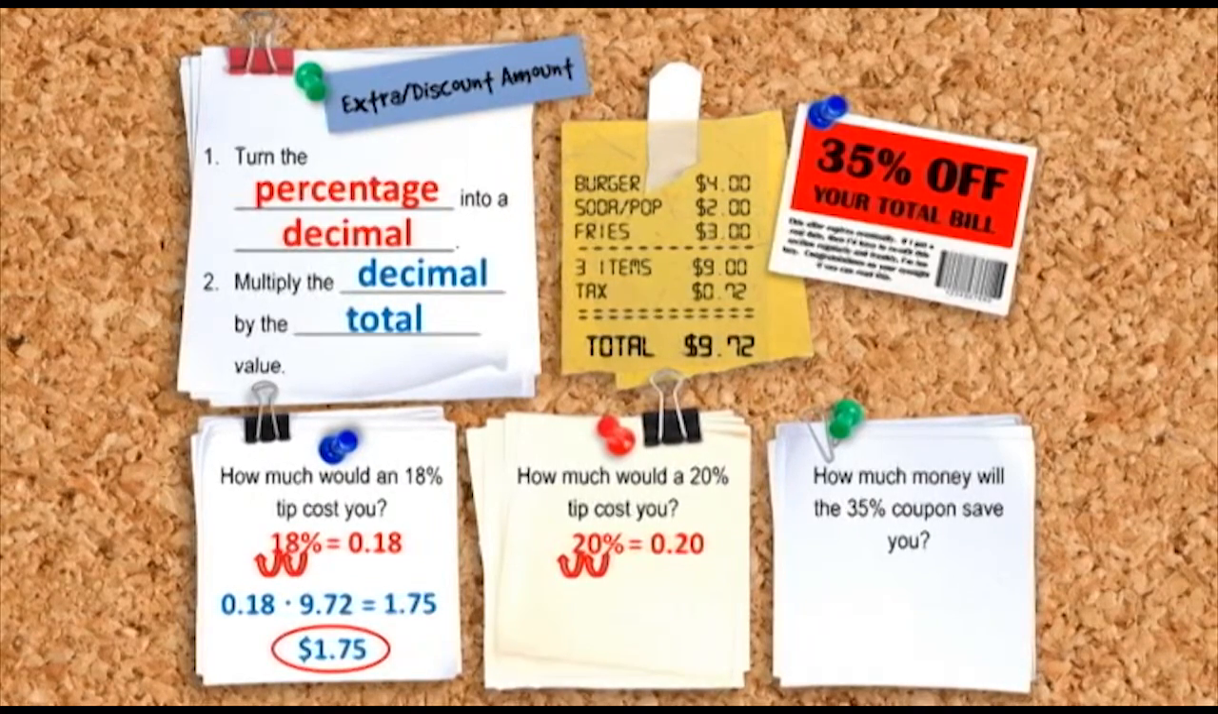You don't have to. I leave it on just so you can see the comparison between 20% and its decimal counterpart. I'm going to take that decimal, multiply it by my total. So 0.2 times $9.72. Quick calculator moment gives me $1.94. Remember, if we're dealing with a real world situation, you need to use a real world unit.